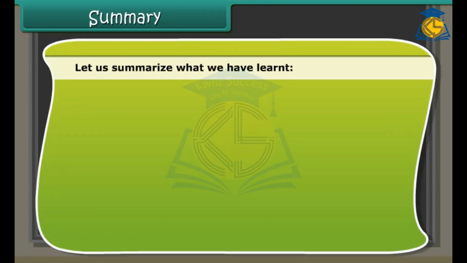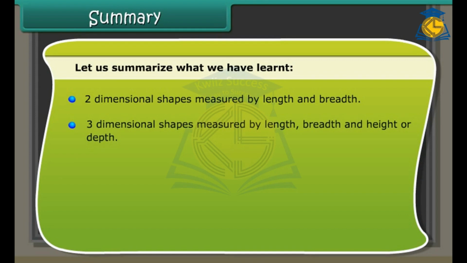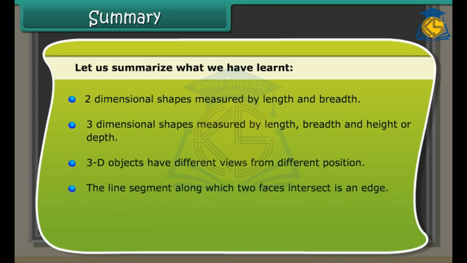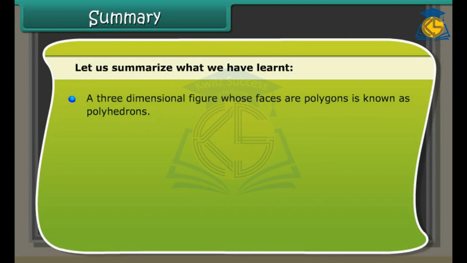Summary: let us summarize what we have learned. 2-dimensional shapes are measured by length and breadth. 3-dimensional shapes are measured by length, breadth and height or depth. 3D objects have different views from different positions. The line segment along which 2 faces intersect is an edge. The points at which 3 or more faces meet are called vertices. A 3-dimensional figure whose faces are polygons is known as a polyhedron. Both prisms and pyramids are named after their bases.